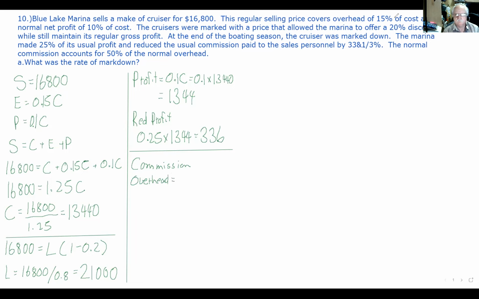Overhead is 15%, 0.15 of cost, which is 0.15 times 13440. So 0.15 times 13440 is 2016. That's their normal regular overhead that they'd be wanting to get.